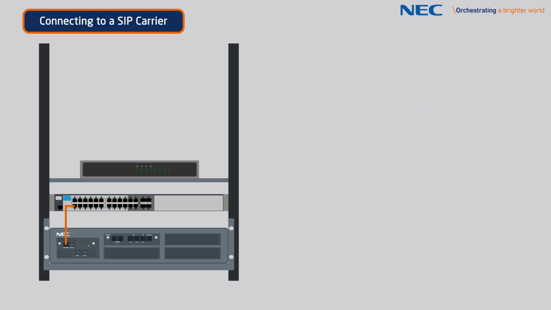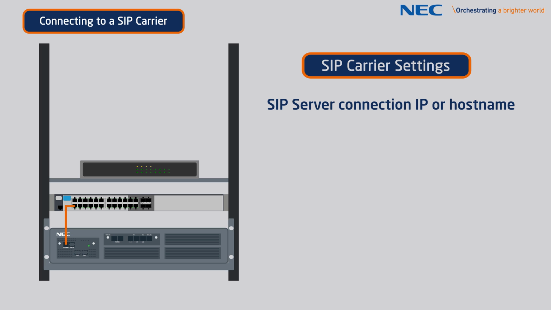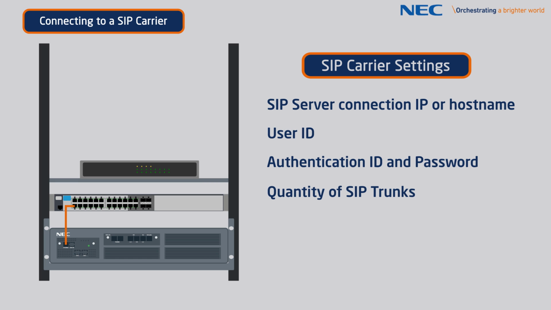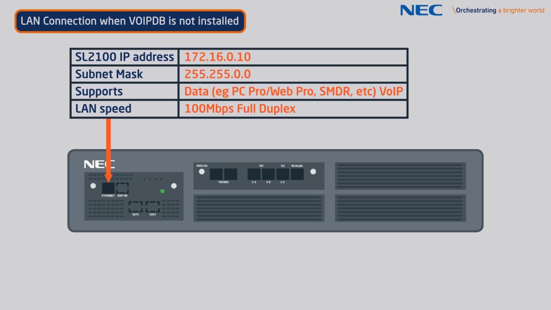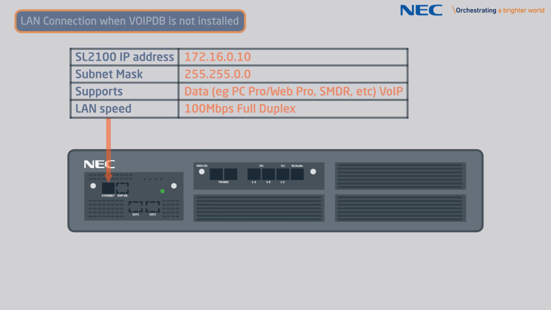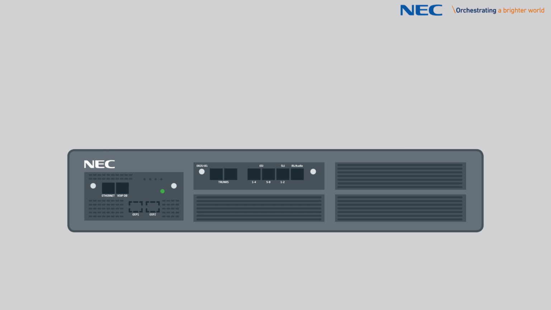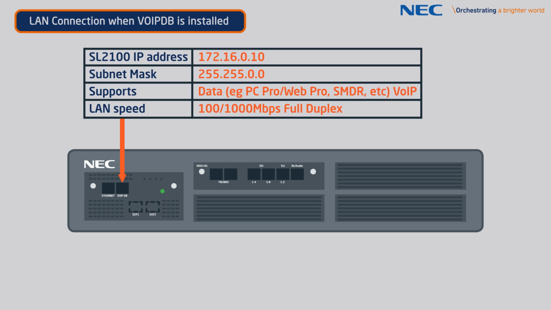For the SIP carrier settings, you will need the SIP server connection IP address or hostname, the user ID, the authentication ID and password, and the quantity of SIP trunks to be registered. If you do not have the VoIP DB card installed, then connect to the Ethernet socket of the CPU card. If you have the VoIP DB card installed, then connect to the Ethernet socket of the VoIP DB card.